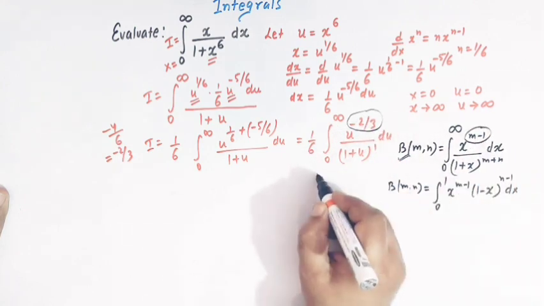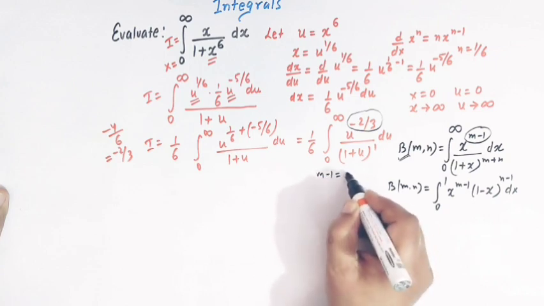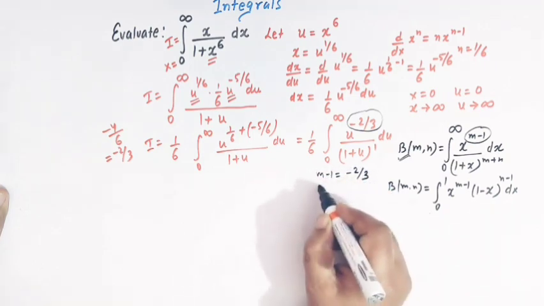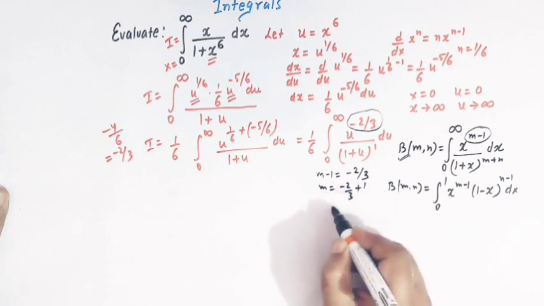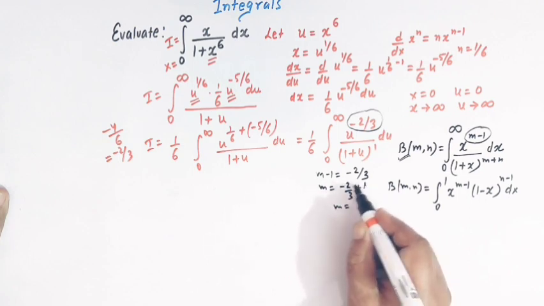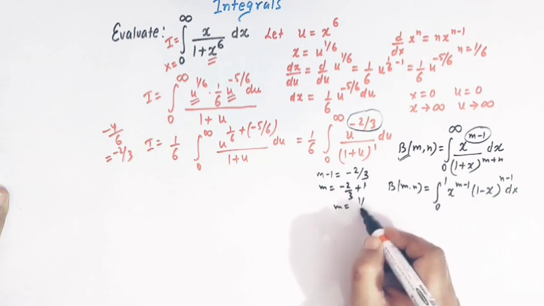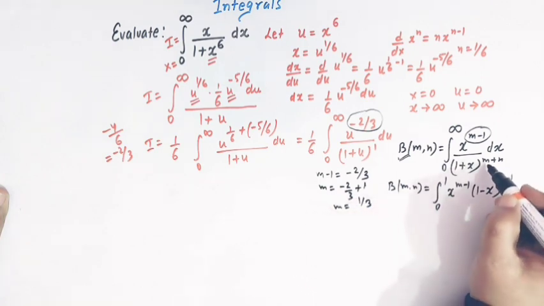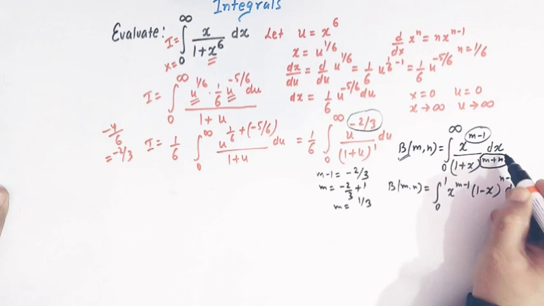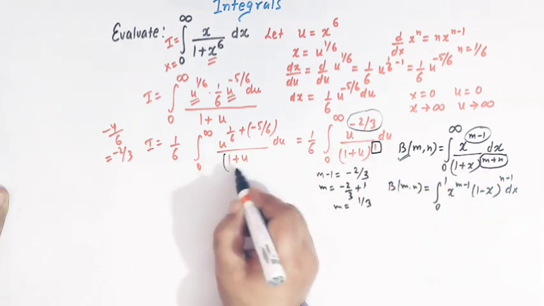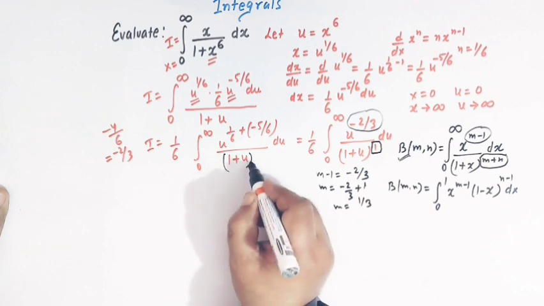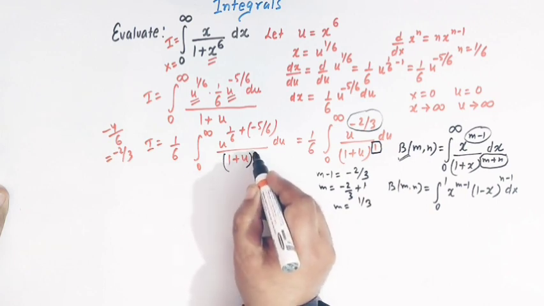So now see, here we have minus 2 by 3, and here we have m minus 1, right? So if we write m minus 1 is equal to minus 2 by 3, we get the value of m as minus 2 by 3 plus 1. So m is 3 minus 2, that is 1 over 3, right? And see, here we have m plus n, and here we have 1, right? See, we have 1 plus u.